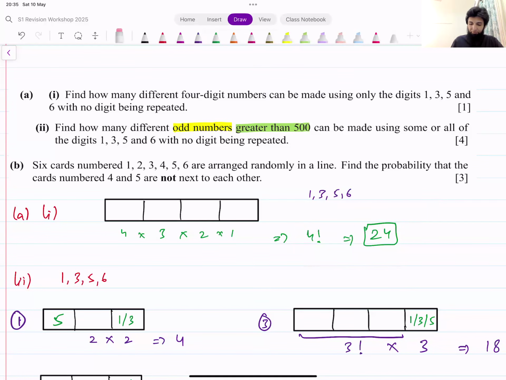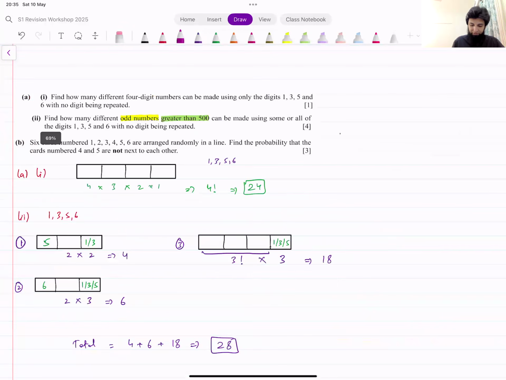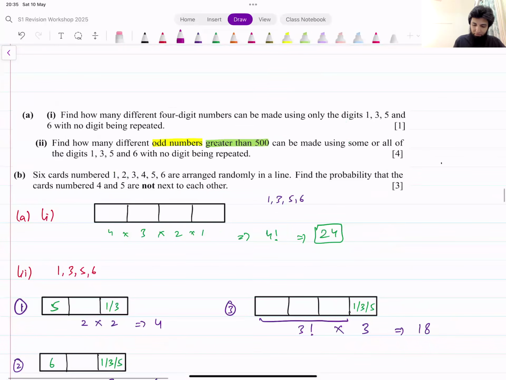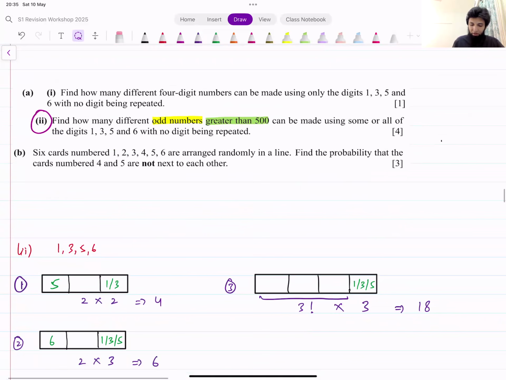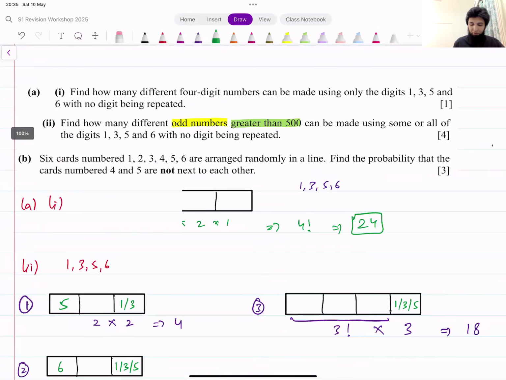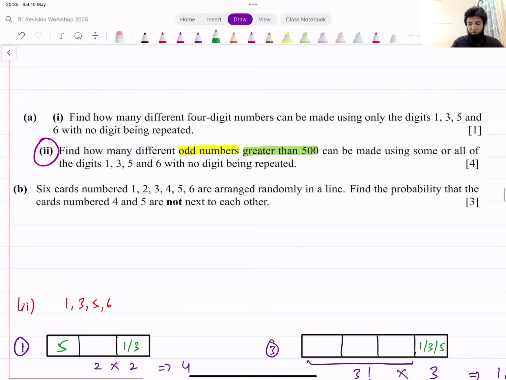The second part, I'm just going to focus on that. Find how many different odd numbers, what I'll do is just get rid of this here. Find how many odd numbers greater than 500 can be made using some or all of the digits 1, 3, 5, and 6 with no digit being repeated.